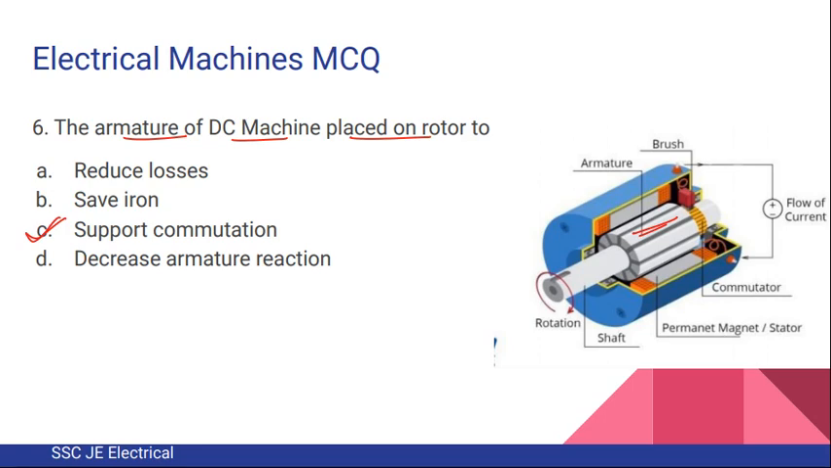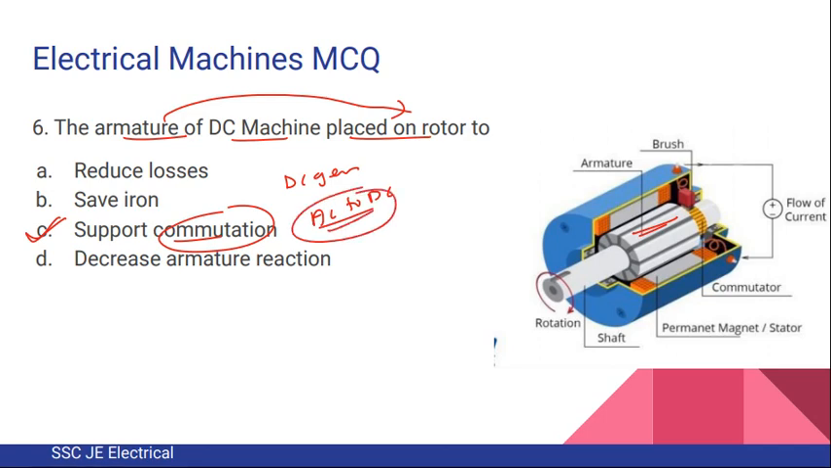Okay, the armature of a DC machine is placed on the rotor for supporting commutation. Commutation is nothing but converting induced AC to DC. In the case of a DC generator, what happens? It converts induced AC to DC.